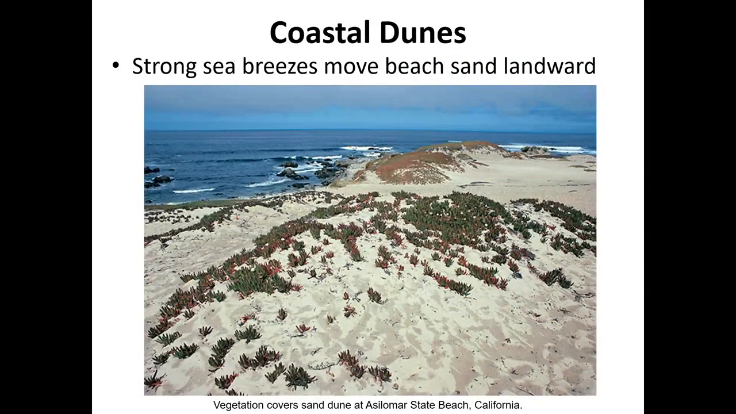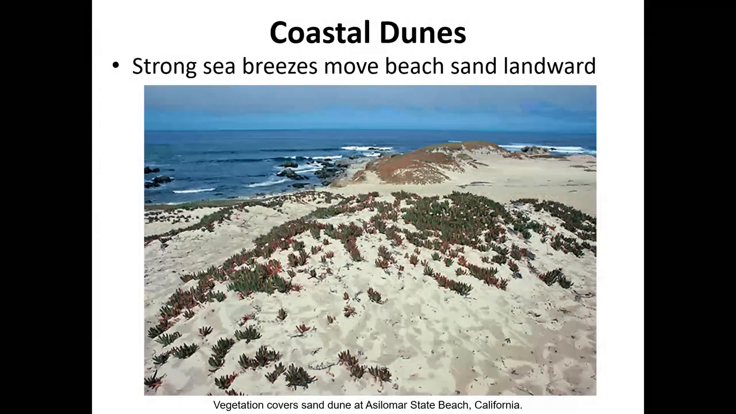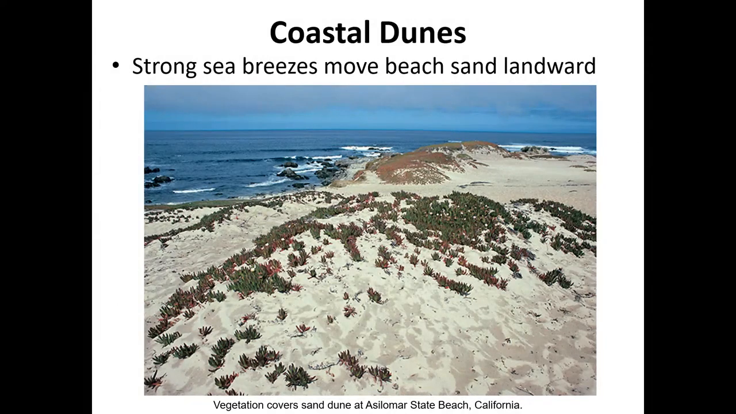So for coastal dunes, there's a strong sea breeze that moves to the beach, and that can create some sand that gets kicked up. And vegetation can cover and anchor down those sand dunes so they can build up over time. If there's no vegetation, then often the sand is kind of blown away, but vegetation can anchor it down and help it accumulate.